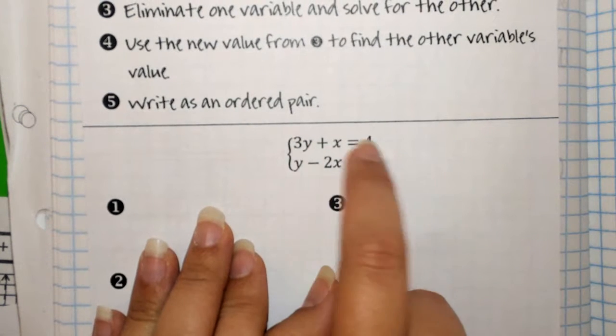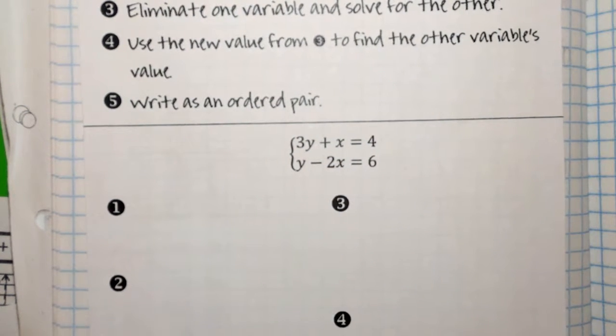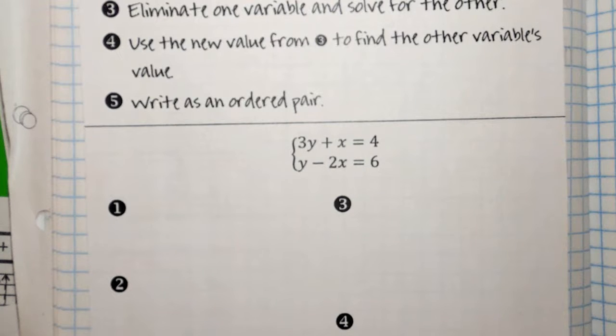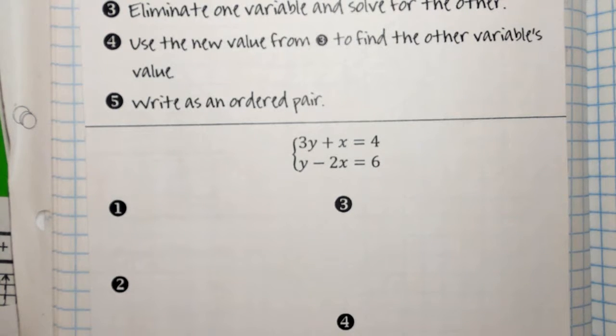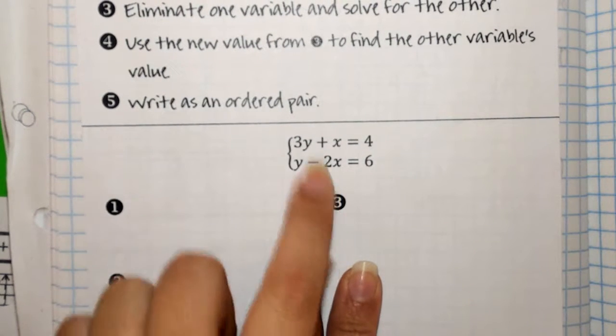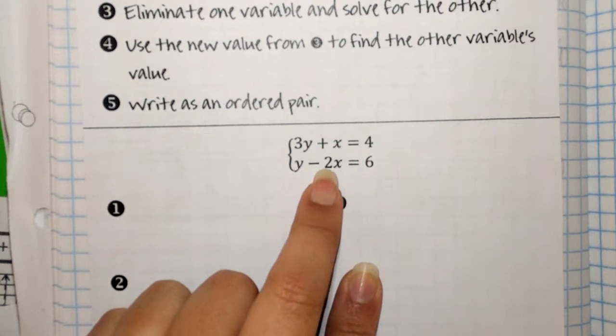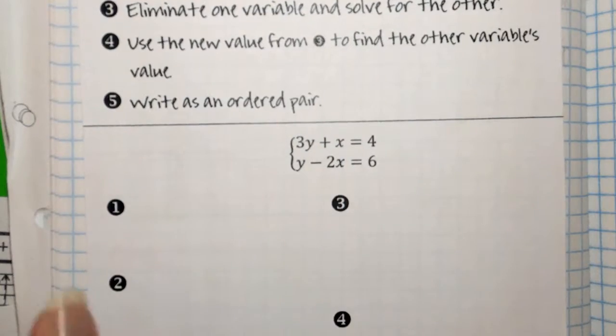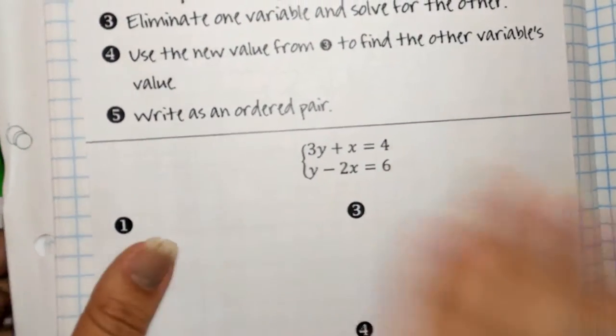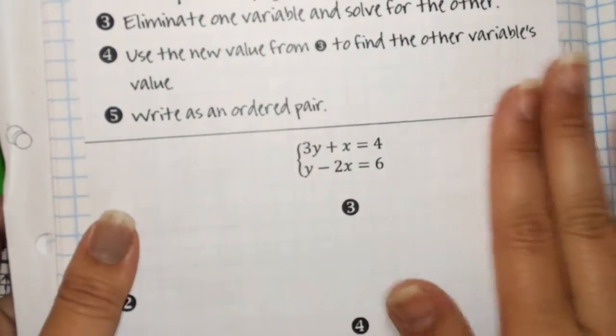What can we do to this equation to turn it into a positive 2x? Multiply by what? We need opposite signs. So I have negative 2x and I want to turn it into a positive 2x. Multiply by 2. So we are going to do an easier one than this to start off with, because this one you have to multiply first.